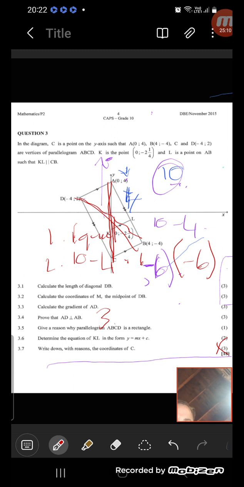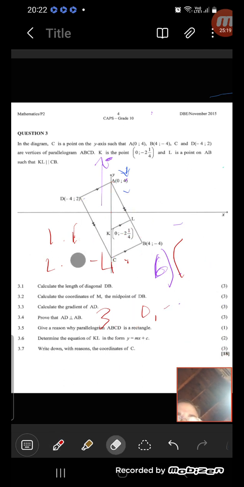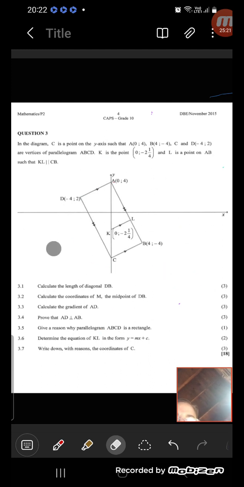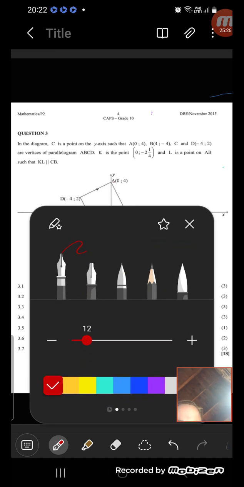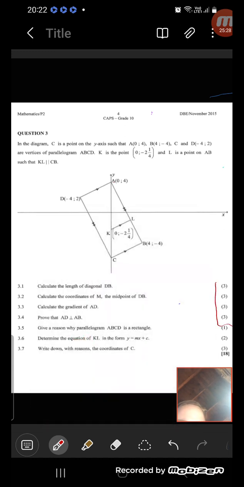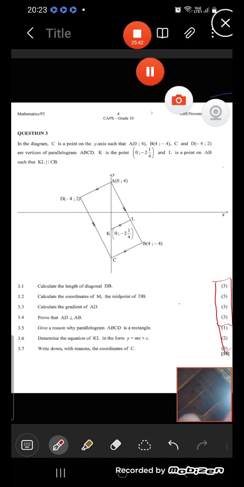Number 3 would be that it's on the y-axis, therefore x is 0. Easy. Write out your formulas. If you don't, you might have lost part of this marks. And you could have got 100% out of this very easily. Cool.